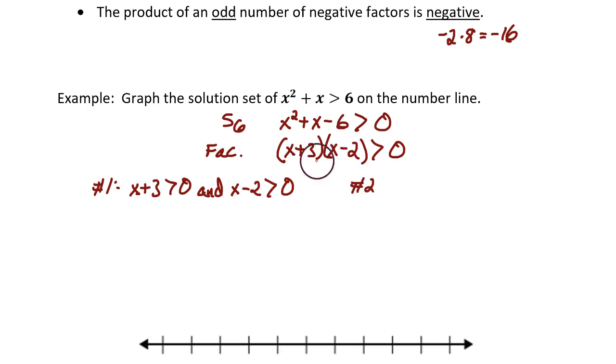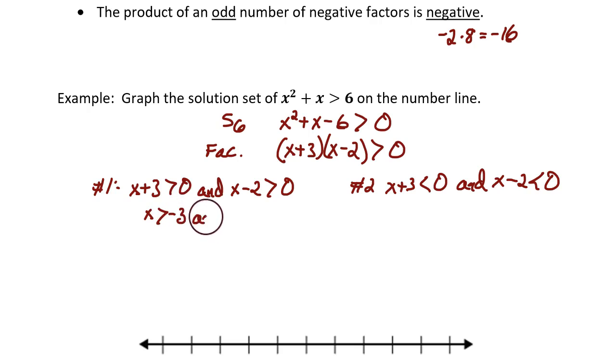Possibility number 2, both of the factors are negative. X plus 3 is less than 0, and x minus 2 is less than 0. If this is negative and this is negative, then their product would be greater than 0. Let's solve every one of these inequalities we've written. X is greater than -3, and x is greater than 2. Numbers which are greater than -3 and greater than 2 could be simplified to just saying x is greater than 2.